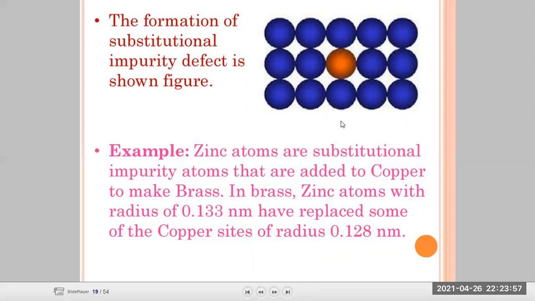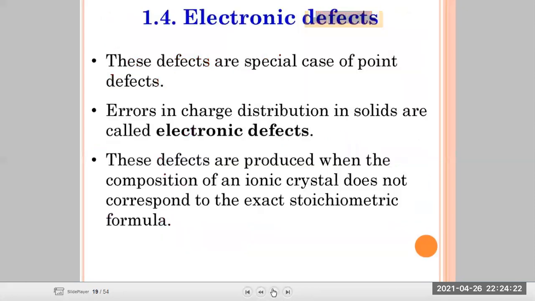So that is actually called the substitutional defect. You can see an example on this slide. Zinc atoms are substitutional impurity atoms that are added to copper to make brass. In brass, zinc atoms with a radius of 0.113 nanometer have replaced some of the copper atoms, which have a radius of 0.128. So this particular process is still going on.